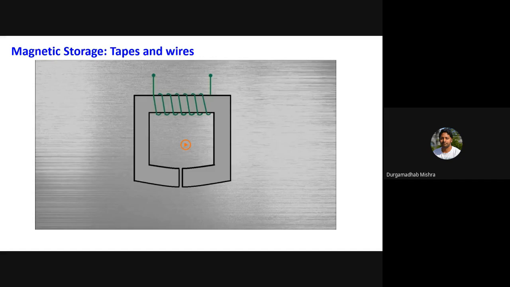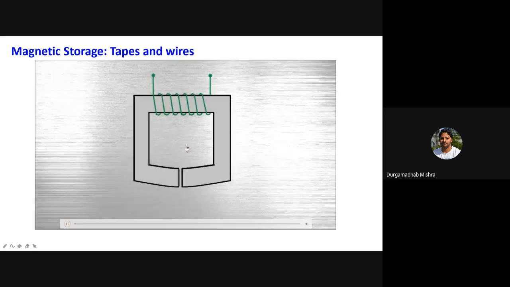Okay, so let's look at magnetic tapes or wires. I will show a few animations. What you have here is a magnetic core, a magnetic material, like what you have in a transformer. You have a coil there, and when you apply current you can generate a magnetic flux. It is like an electromagnet.